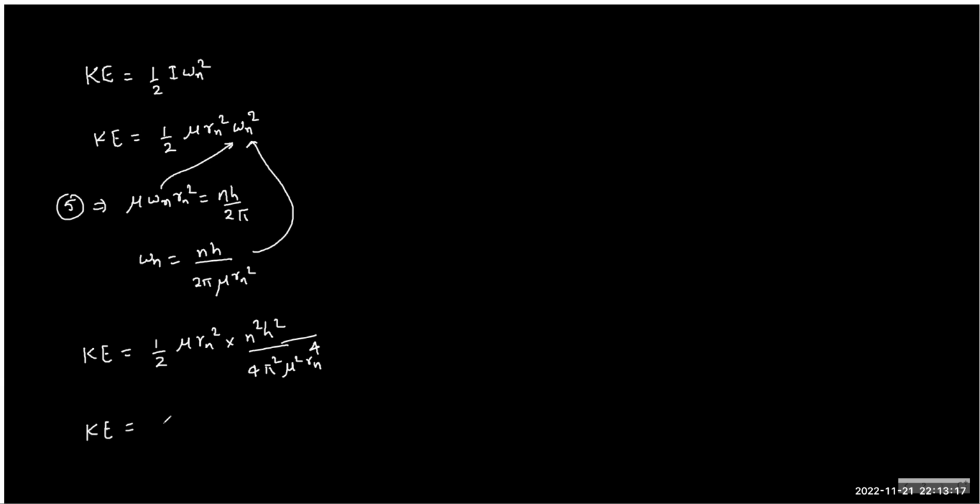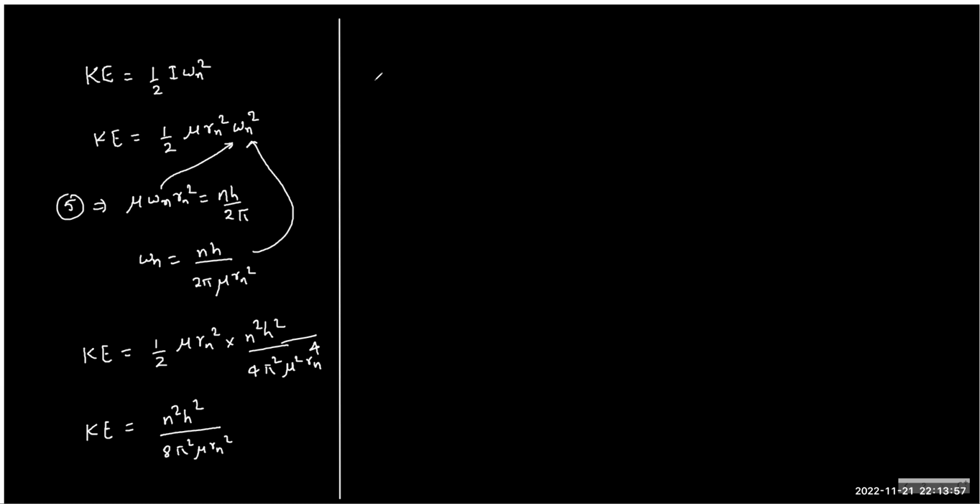So the kinetic energy turns out to be how much? We can simplify, one mu will cancel out, Rn square will cancel out, n square h square upon 8 pi square mu Rn square. Correct? This is the kinetic energy. So in case of a rotating system, the kinetic energy will take a format like this.